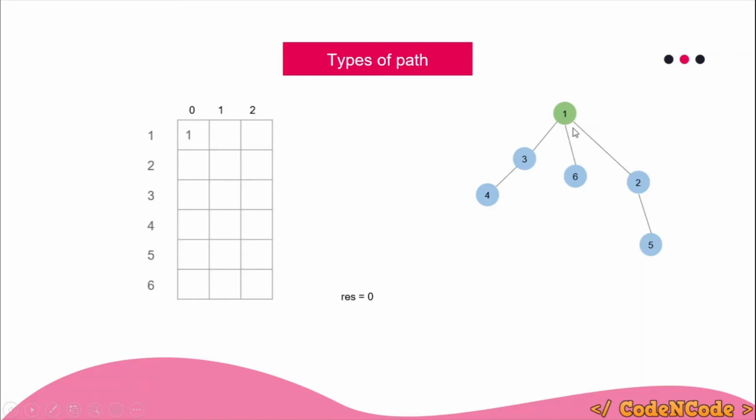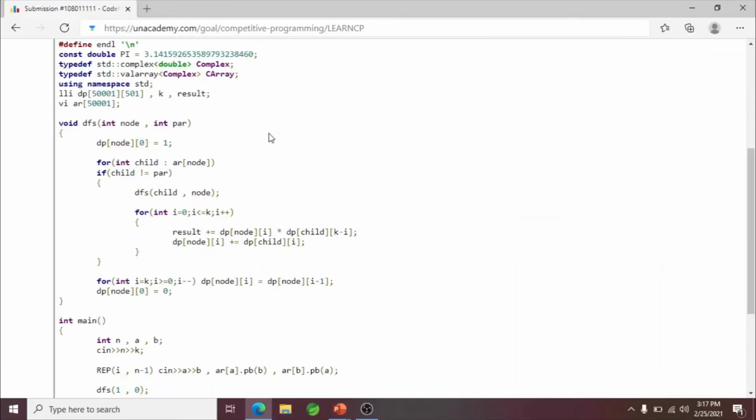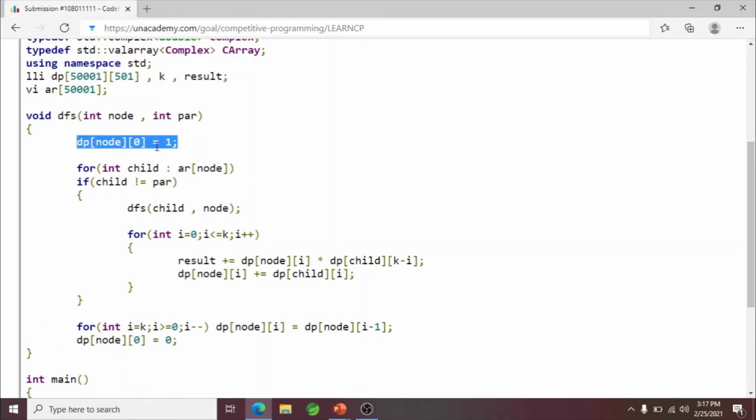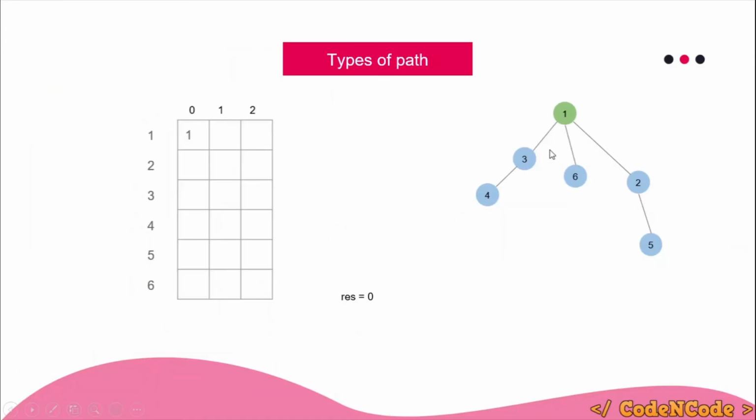That is why, when you reach a certain node, let me just show you the code. As soon as you reach a certain node, DP of that node at 0 is equal to 1, because that node itself is at distance 0. So there is one node at distance 0 from the current node. After that, for each child node, I'm making a DFS call if it is not equal to the parent. That means if it is not visited, I'm making a DFS call. Basically, I'm calculating the distance of each node in this subtree. So I will make a DFS call, suppose to 3. As soon as you reach 3, of course DP of 3 at 0 would be set to 1.